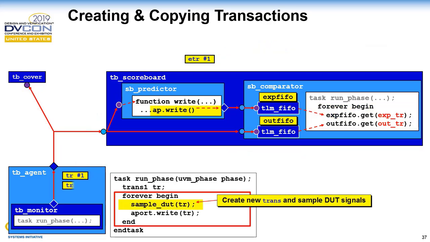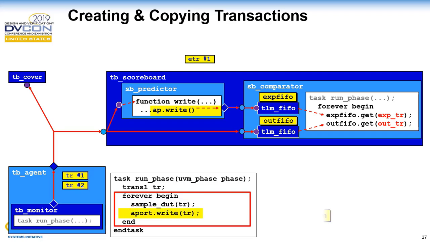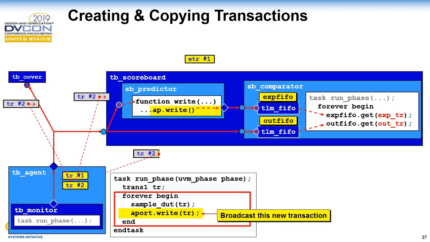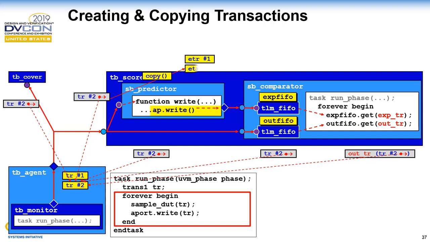And so again, the monitor samples a DUT, and it's going to broadcast the transaction. And so you'll see the second transaction broadcast throughout your test bench. And similarly, your predictor is going to take a copy of the second transaction, and then it's going to broadcast it into the TLM FIFO and on into the comparator. So this is why it is so important that before you modify anything in that transaction, you take a copy of it. Otherwise, you're modifying the transaction that everybody can see.